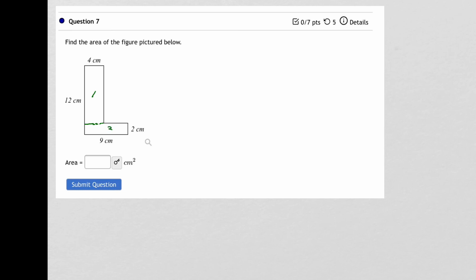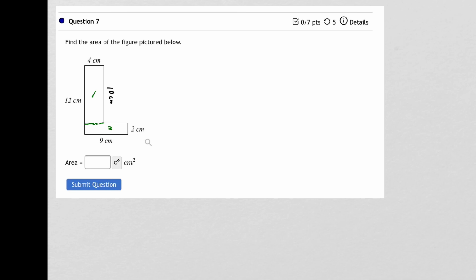Okay, this one, rectangle 2, the length is 9, the width is 2. That's easy. Rectangle 1, I have to figure out, well, let's say the width is 4, but I need to figure out the length. Well, if this whole length is 12, and I know from here to here is 2, this must be the difference. This must be 12 minus 2. So I guess this length is going to be 10 centimeters.